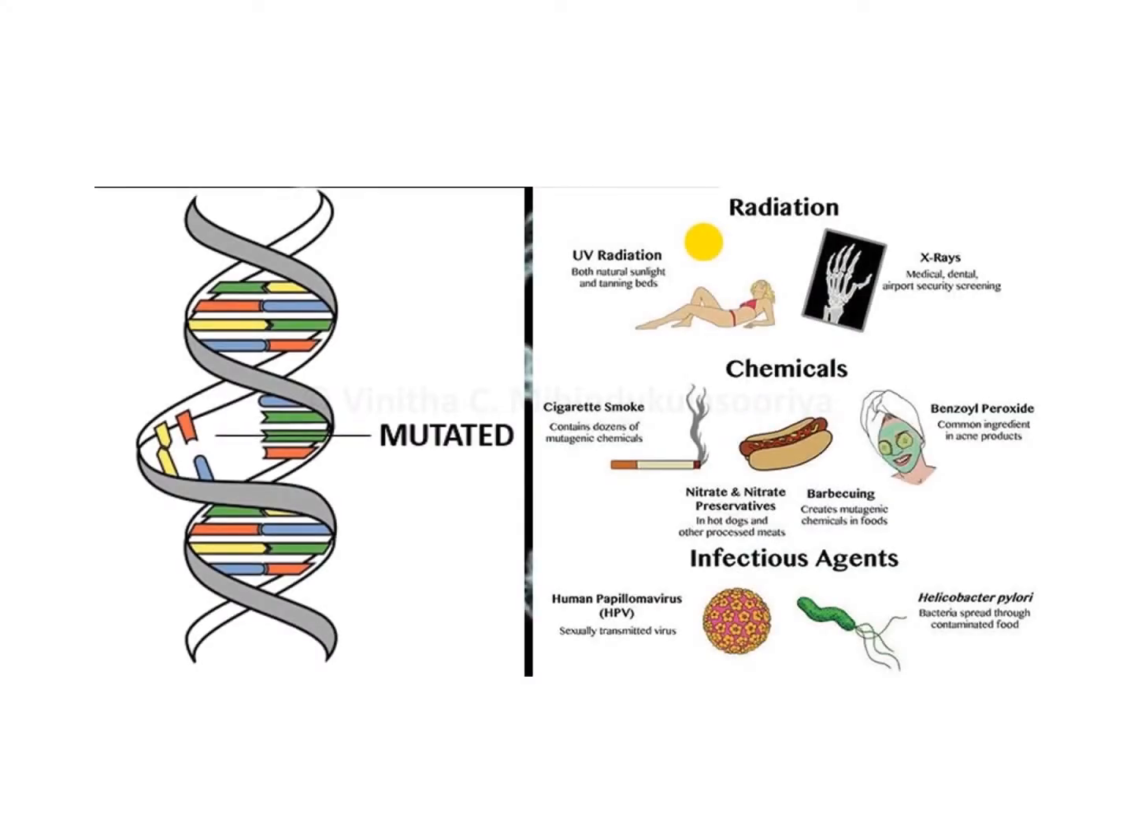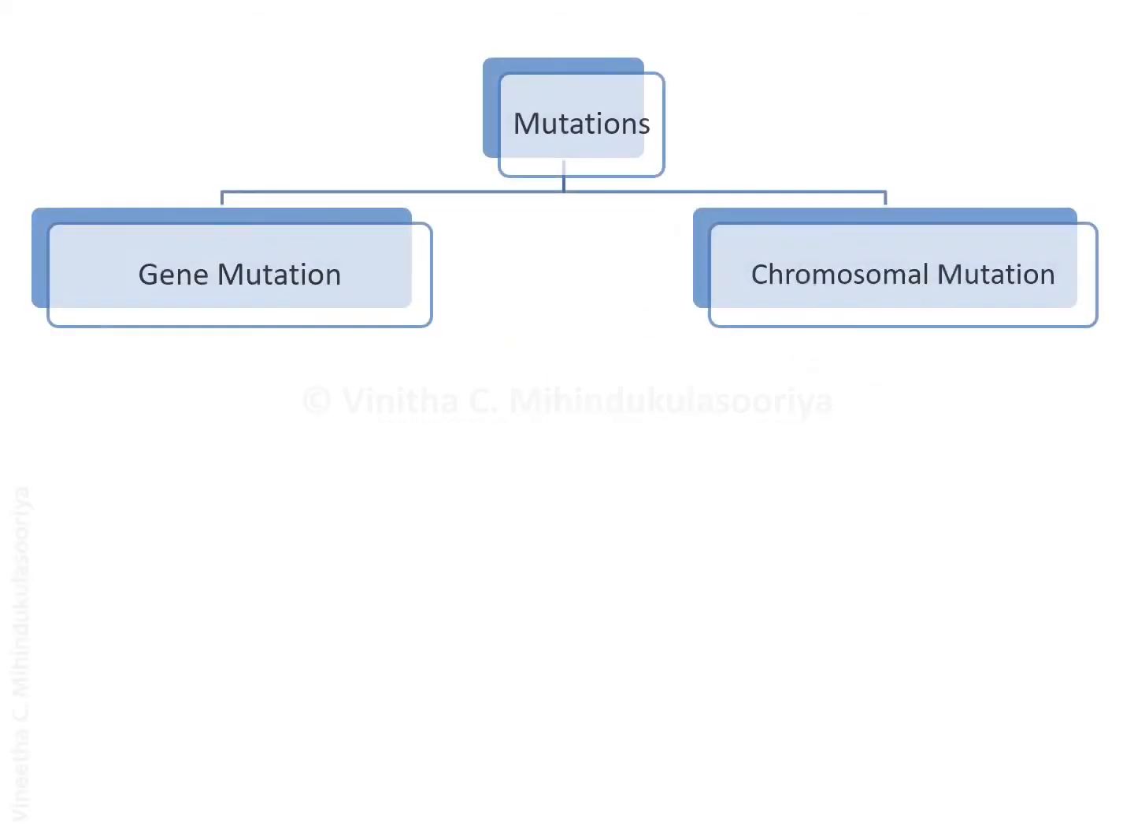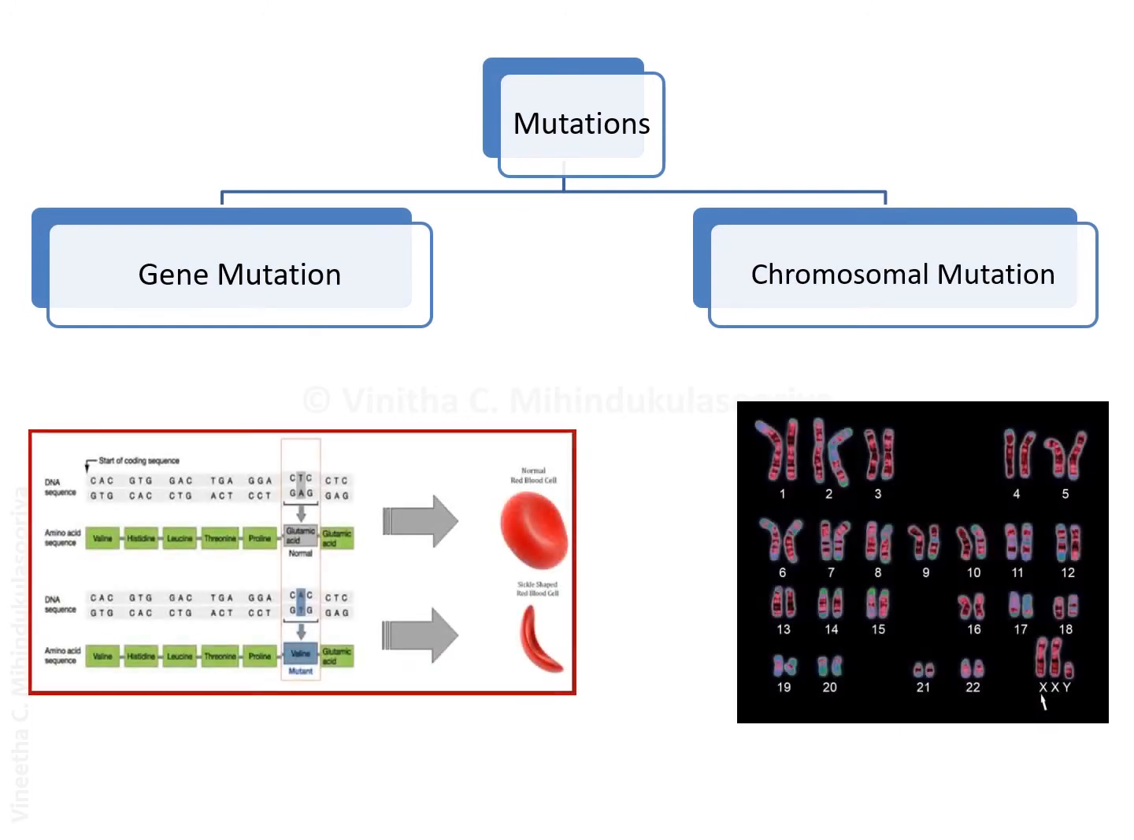Mutations. Changes in genetic material or the genome of an organism is called a mutation. They may occur spontaneously or due to external factors such as UV rays, heavy metals, or chemicals. Mutations are transmitted from one generation to another. Two main types of mutations are gene mutations and chromosomal mutations.